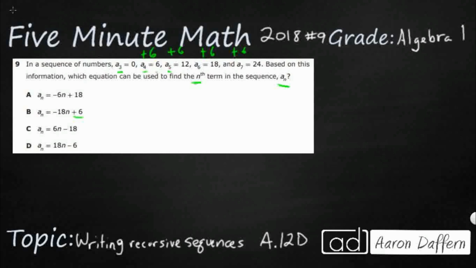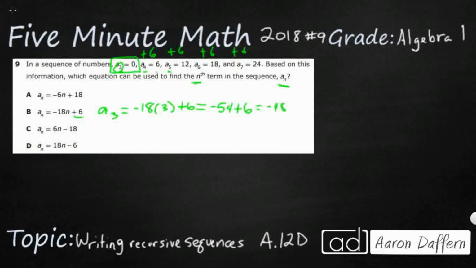So let's plug in this first sequence right here. If I plug in 3, then that's the third term, right? So a to the 3 equals negative 18 times n, so that's the third one, plus 6. It's supposed to give me 0. But look what happens here. We've got negative 54 plus 6, so that's going to equal negative 48.